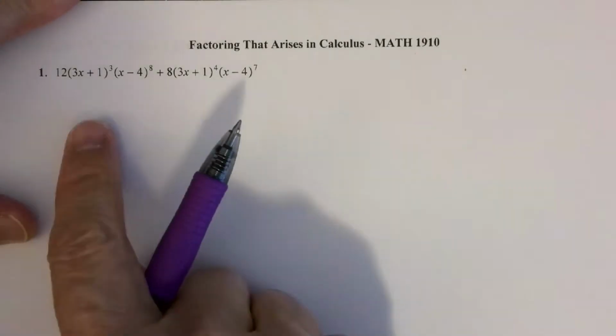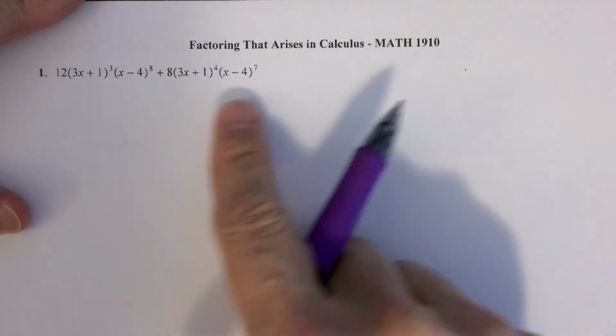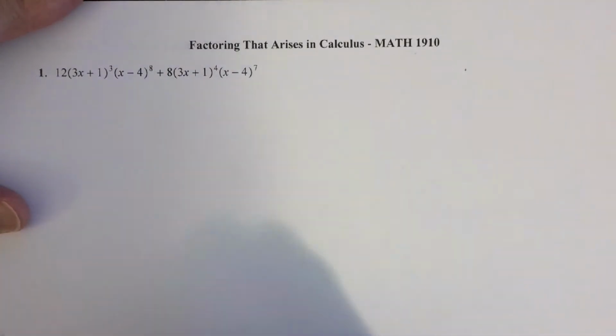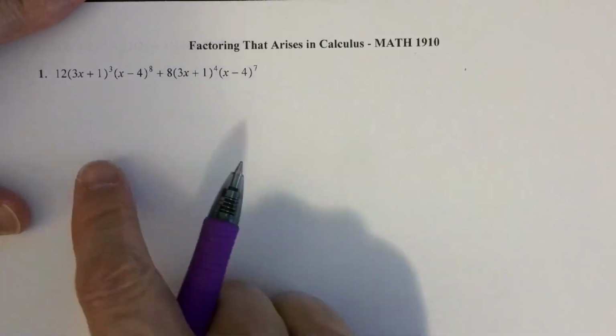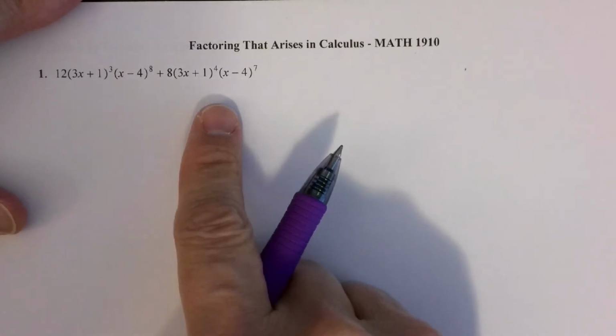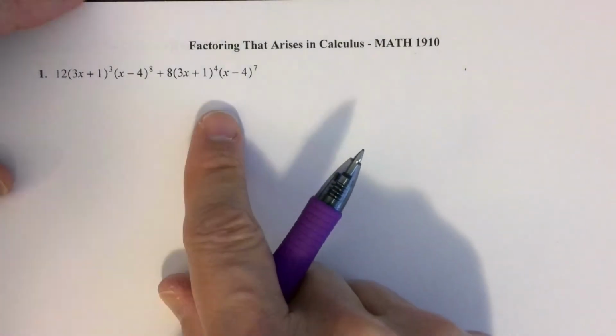And here's a good example of one. A lot going on here. This comes out of the product rule that we'll look at later on in the course. We're going to use the same strategies that we used before, or I should say, we're going to use the strategy of greatest common factor. That's mainly the technique that we'll be using here.